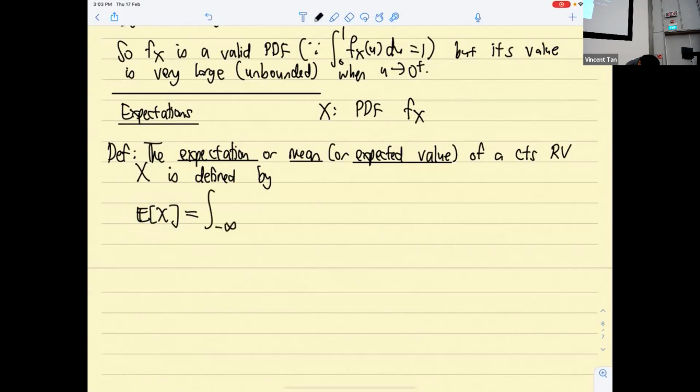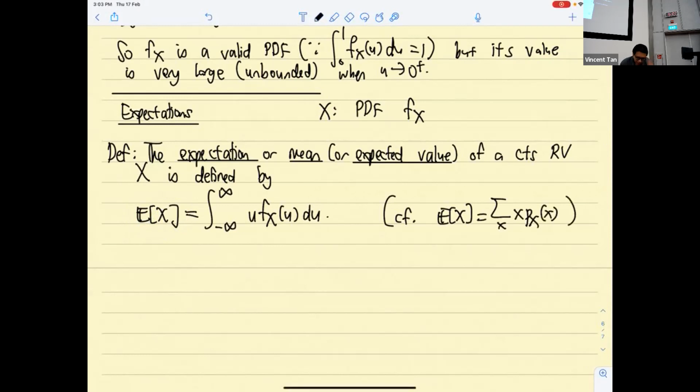It's given by the integral from minus infinity to infinity of x times f of x, maybe I use u here, that's the variable of integration, du. Compare this to the discrete case, when we have a probability mass function: the expected value of x is equal to the sum over all possible values of x of x times p_X of x. That is for the discrete case, and in my tutorial we have already done a lot on this. So that's the expectation. This is for the discrete case, and this is for the continuous case. So that is the definition.